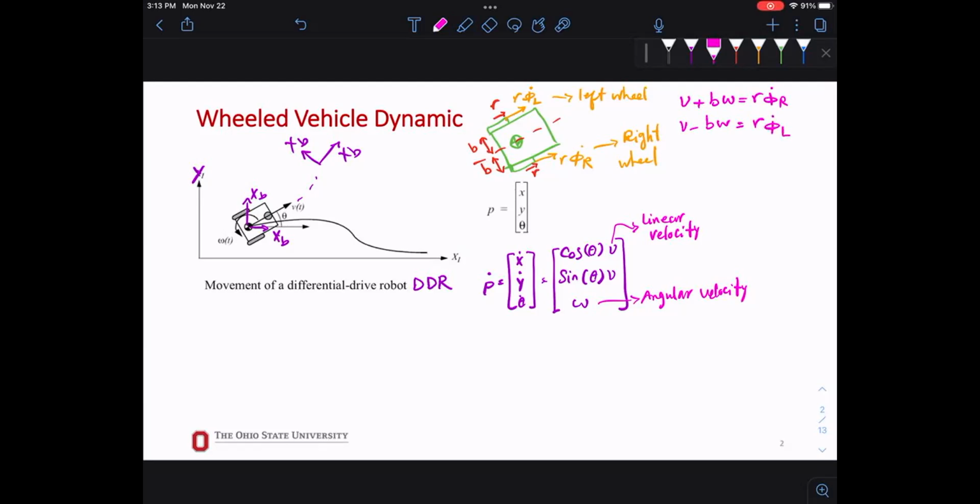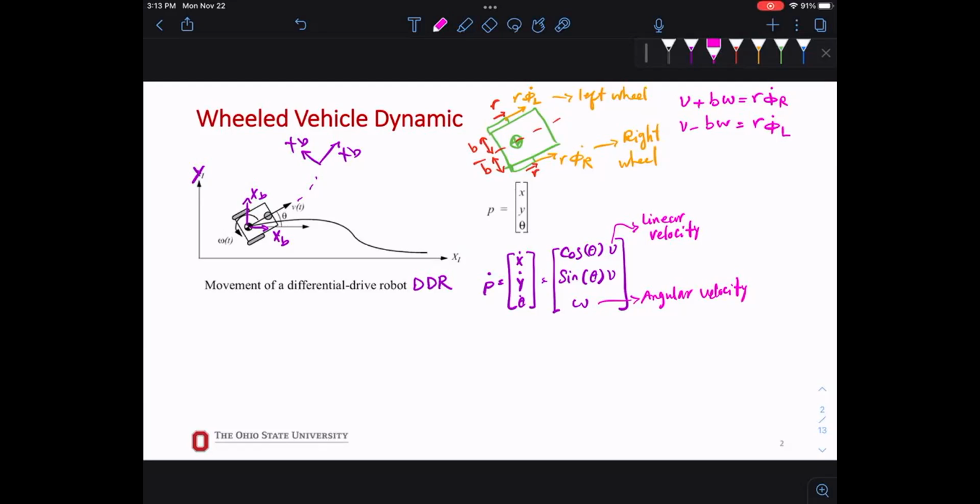Now, in differential cars, in what scenario will we move forward? We can turn right, left, turn in place, and we can go straight, right? In what scenario will we go straight in a differential car? Both of the velocities are the same, they're rotating in the same direction, right? So that will give us a straight line.